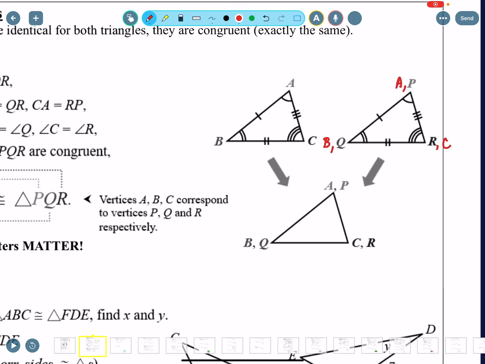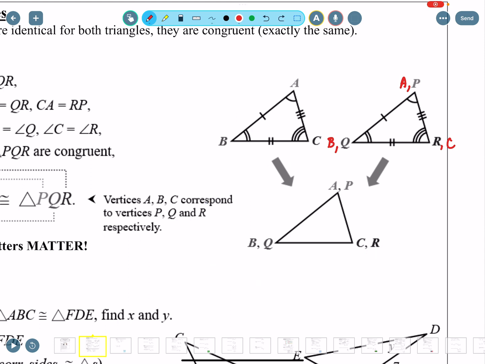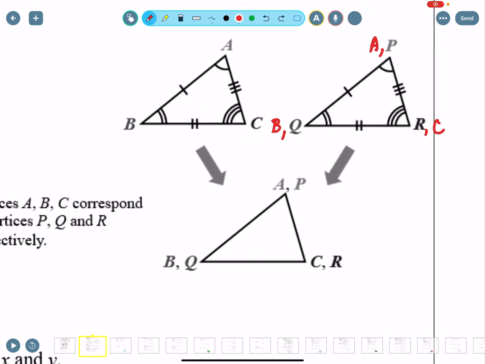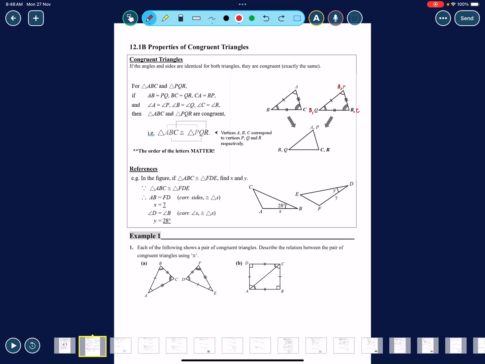You can put a letter next to it so that it looks easier for you to refer to, and you're going to see over here, that's how they write it. So A and P are basically talking about the same corner. You cannot swap A and B, okay? Because again, this angle has to be the same spot. If you put A on another corner, it's not going to be congruent anymore.